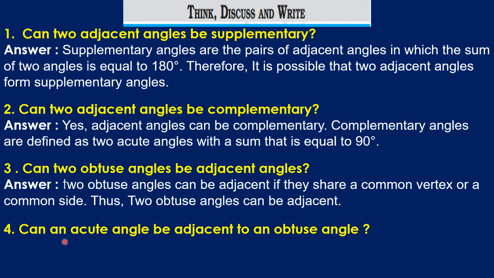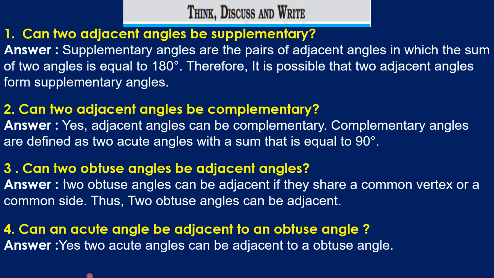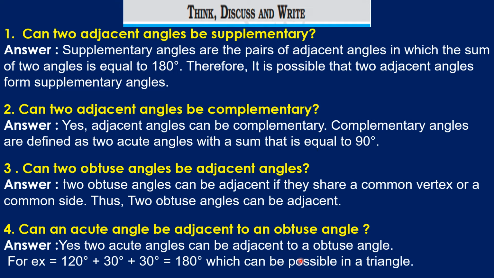The next one: can an acute angle be adjacent to an obtuse angle? So we have to see the questions carefully, what statement they are asking, and based on that we have to answer it. Yes, two acute angles can be adjacent to an obtuse angle. For example, 120 degrees, which is an obtuse angle, and two acute angles, 30 degrees plus 30 degrees. If we add these three, it will be 180 degrees, which is possible in a triangle.